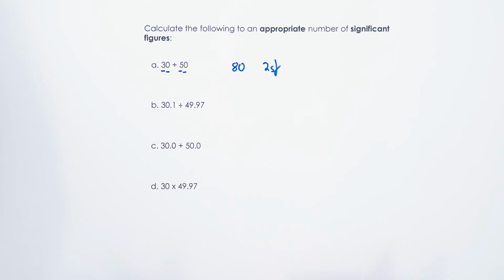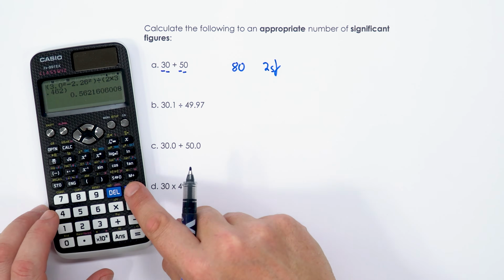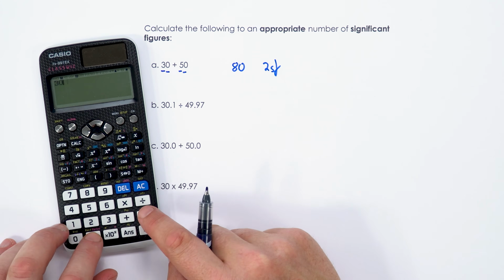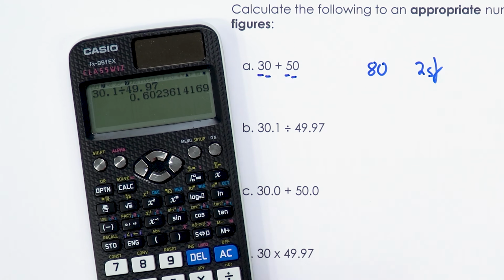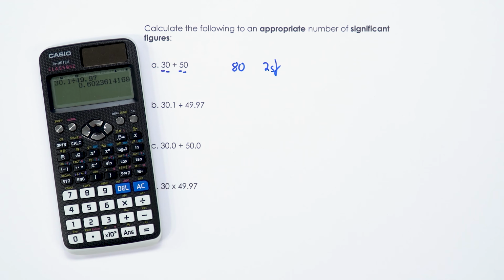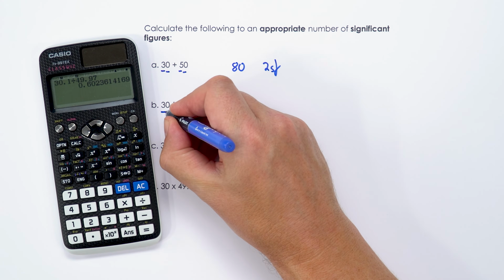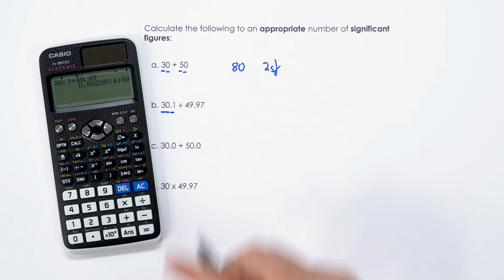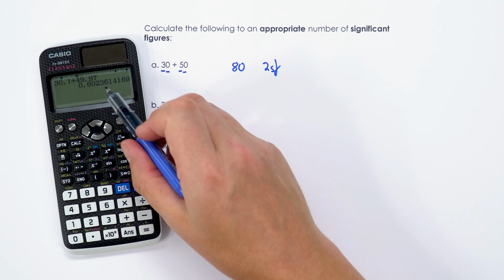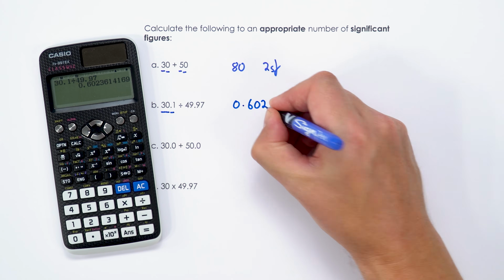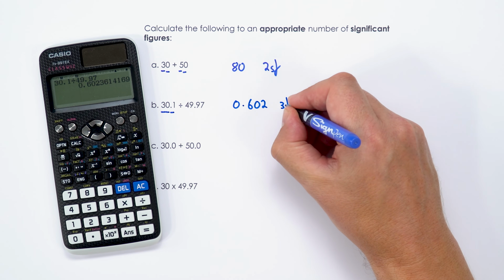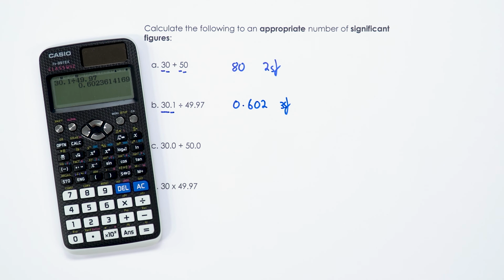For the next one, we've got something which I'm just going to actually work out on the calculator. So that's 30.1 divided by 49.97, which gives me an answer of 0.60236. Now, how many significant figures should we give our answer to? I'm going to say three significant figures is the limiting factor because we've got 30.1. So I should give this as 0.602, which is my final answer there, given to three significant figures.